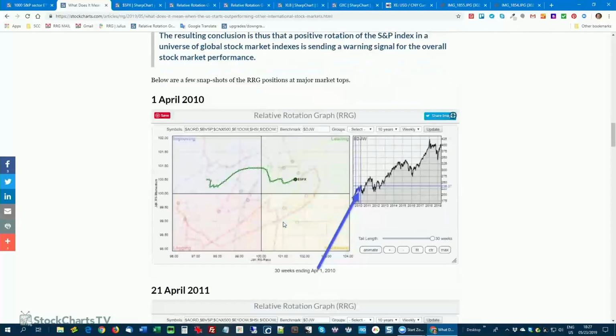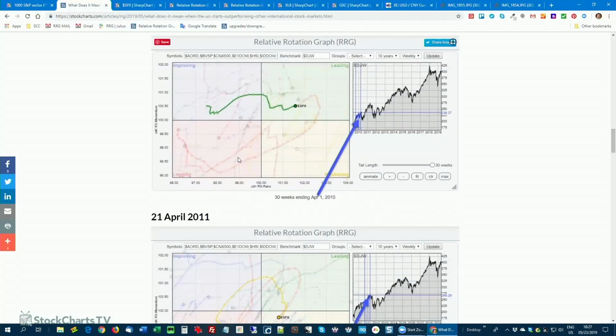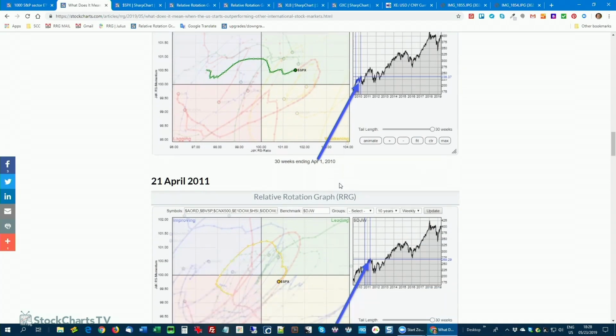snapshots where I noticed that when the S&P is moving into the leading quadrant, so either moving towards and into, very often it seems to concur with a high and/or a decline in the market. So this is April 2010. You see that the S&P is moving inside that leading quadrant, well into it, moving to the right. It's right at the moment where the market starts to roll over.